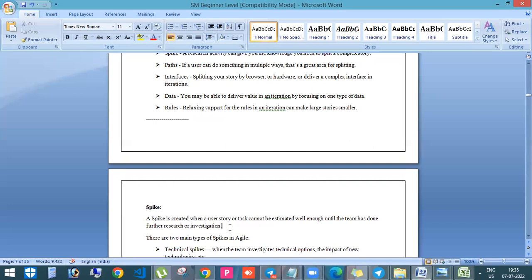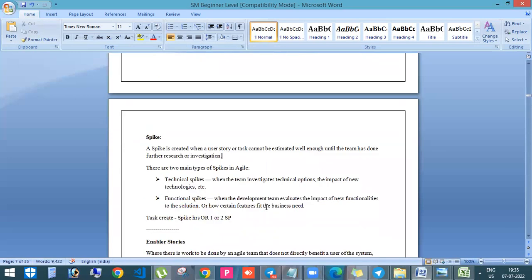For your normal stories, you will go up to 5 story points, as I told. For a spike story, you can give only up to 1 or 2 story points for research and analysis. In the title of the story itself, we include the word spike with a dash, and then the story describes what you are going to do. There are 2 types of spike: one is a technical spike and one is a functional spike.